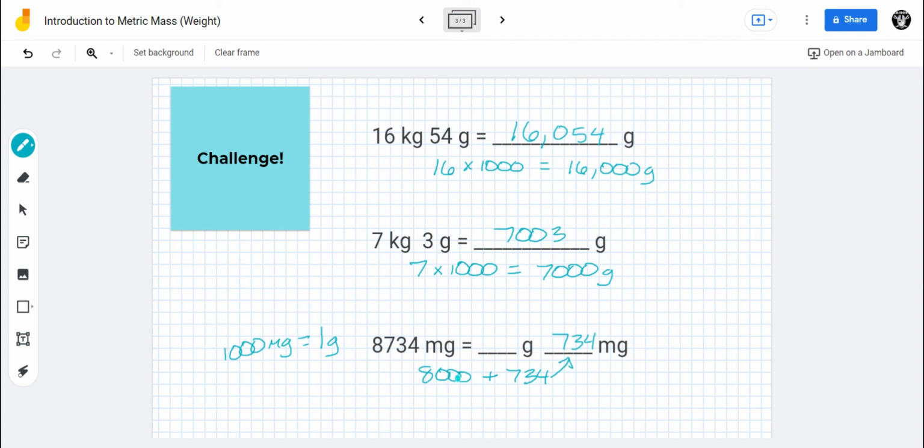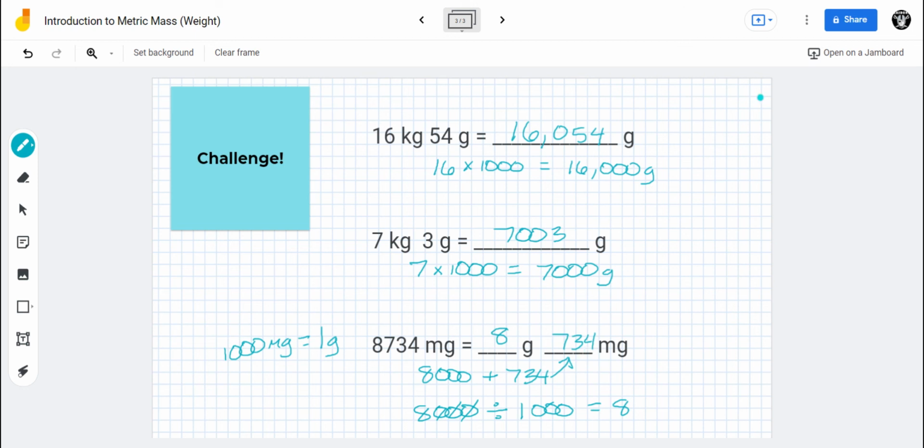Now I have to figure out what to do with this 8,000. Well, I can take 8,000 and divide it by 1,000 to get down to the number of grams that I have. And when I do that, I can eliminate these 3 zeros right here because there's 3 zeros in 1,000. It's like dividing by 10 3 different times. And you say 8,000 divided by 1,000 ends up with 8. And so you end up with 8 grams and 734 milligrams. So that was your extra challenging question at the end of this video.